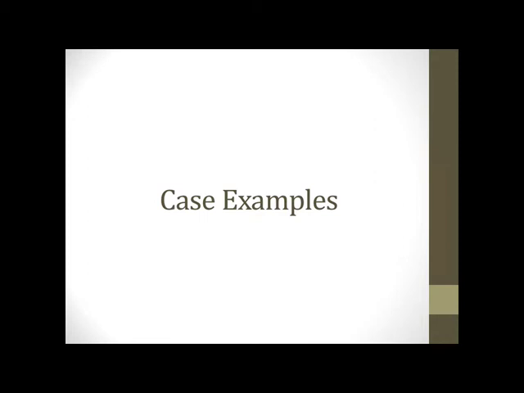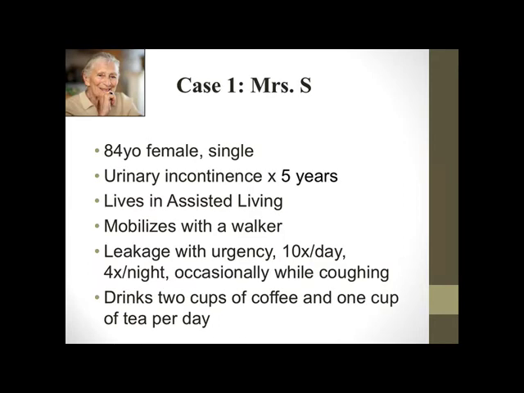So with that, I'd like to just go through a few case examples with you guys, and these are patients similar to ones that I've seen in the continence clinic, or in the geriatric continence clinic where I've been seeing patients recently. The first lady is Mrs. S. She's an 84-year-old single female. She's had urinary incontinence for the past 5 years. She lives in assisted living and mobilizes with a walker.